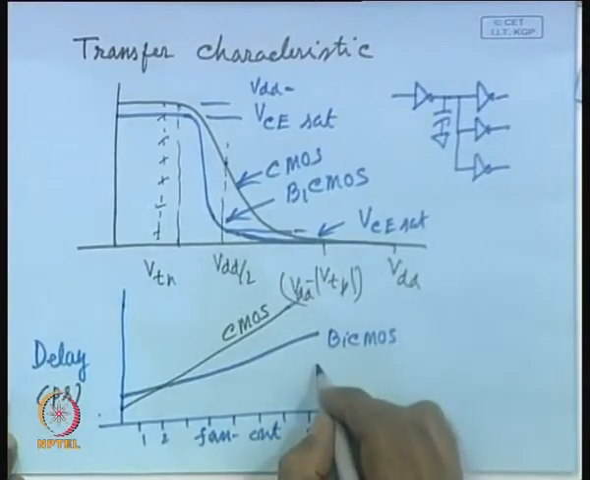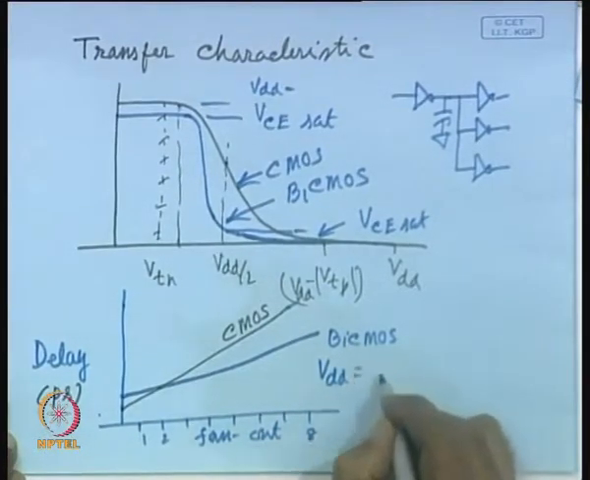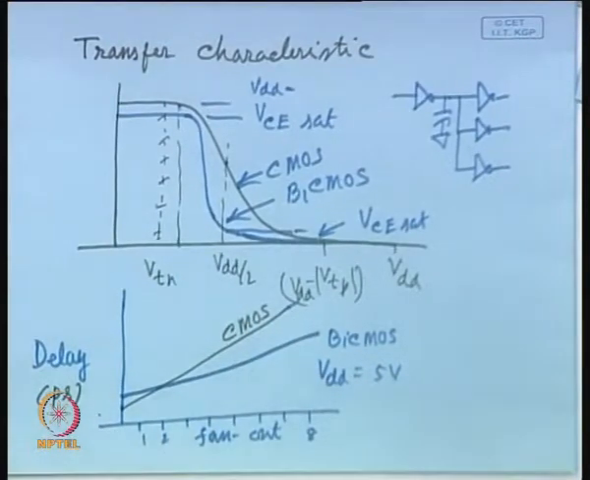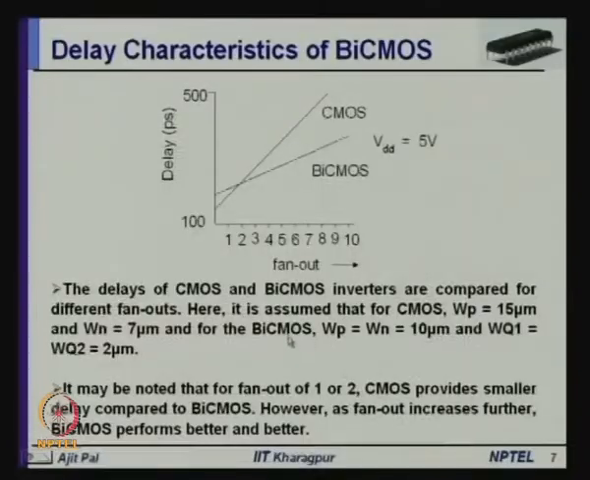So, you see this is for an experiment with VDD equal to 5 volts, and it has been carried out for different dimensions. You can see here it has been assumed that for CMOS, WP is equal to 15 micron, WN is equal to 7 micron, and for the BiCMOS, WP is equal to WN is equal to 10 micron, and WQ1 is equal to WQ2 is equal to 2 micron. So, these are the dimensions of the bipolar transistors, whereas these are the dimensions of the PMOS and NMOS transistors.